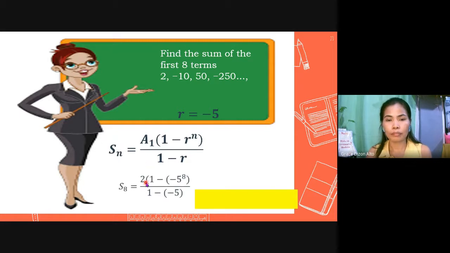So substituting, that's 2, the first term. Then just write down 1 minus, our ratio is negative 5, so enclose it in parentheses, raised to 8. Then 1 minus negative 5, enclose in parentheses as well, to emphasize its negative sign. Then solving for negative 5 raised to 8.